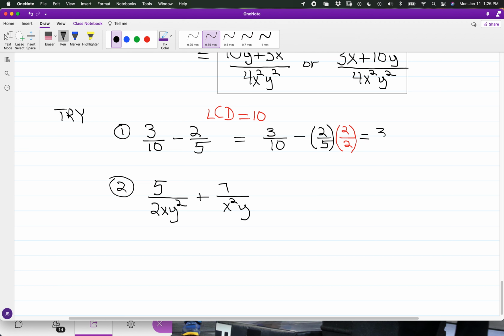Okay, so this would be 3/10 minus, okay, we have 4/10. And it will follow that we have 3/10 minus 4/10. Okay, so the result for 3/10 minus 2/5, this will be negative 1/10.